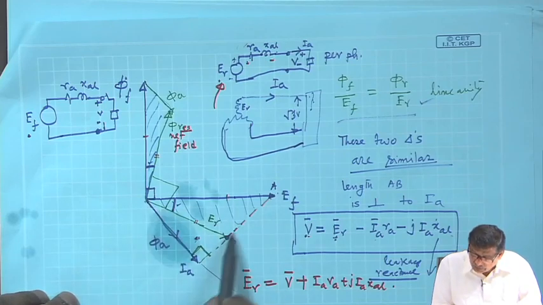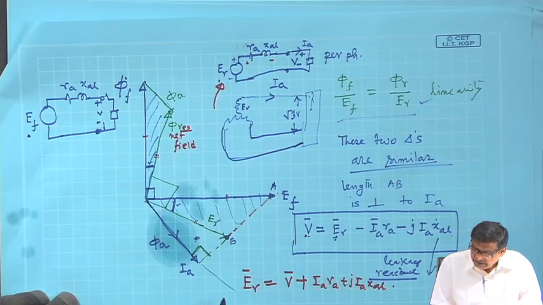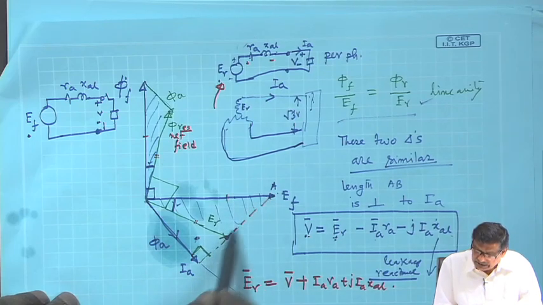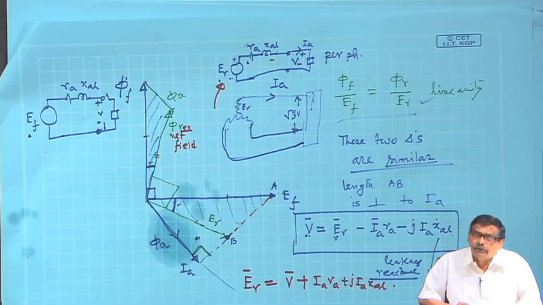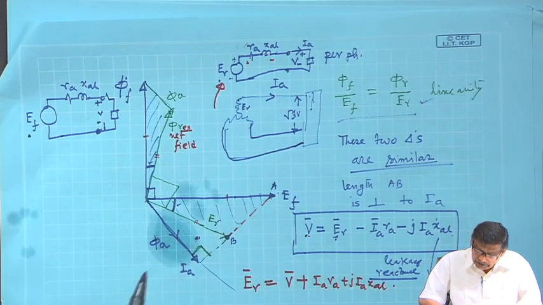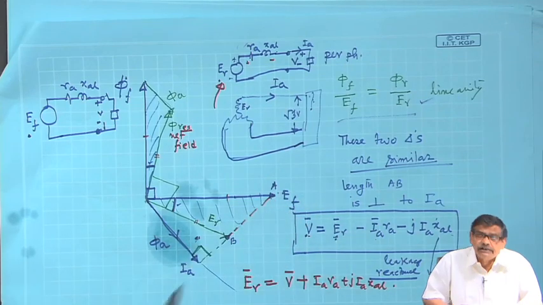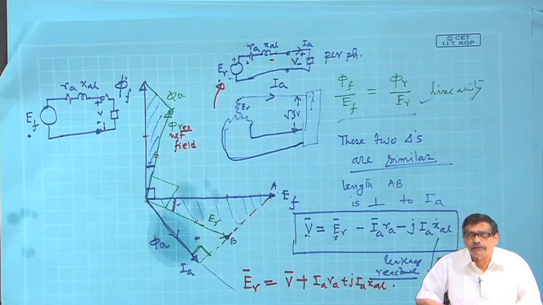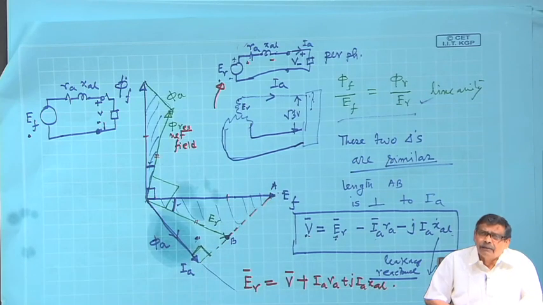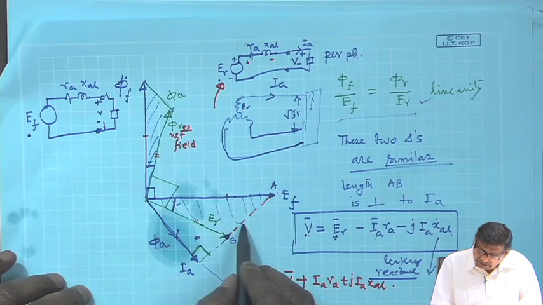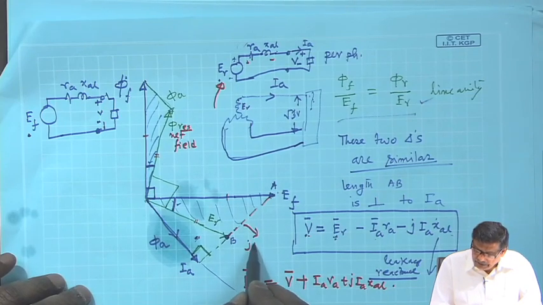But this change in voltage, we find that this length is perpendicular to IA. Therefore, we can assume that the change in voltage from ER to EF can be considered to be a reactance voltage drop. Although that reactance physically is not there, I can always think that this change in voltage may be attributed to some reactance voltage drop, which I will call I A X A R.